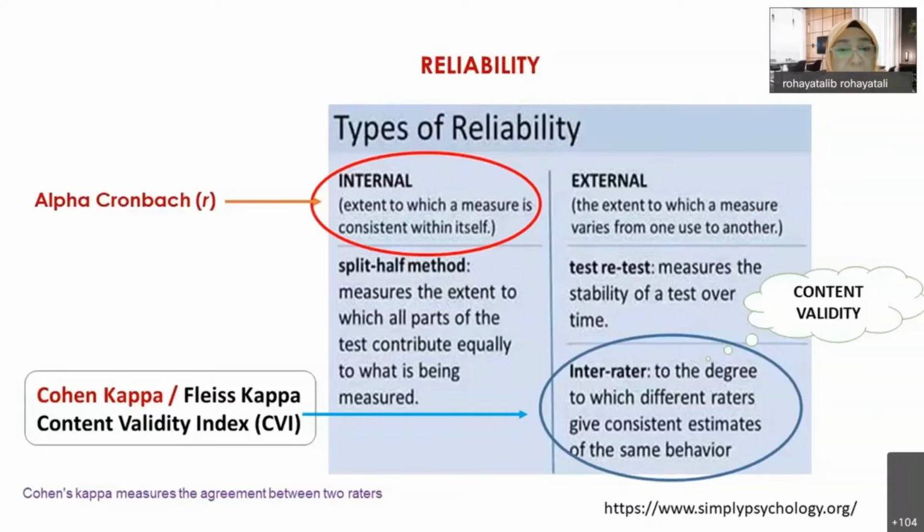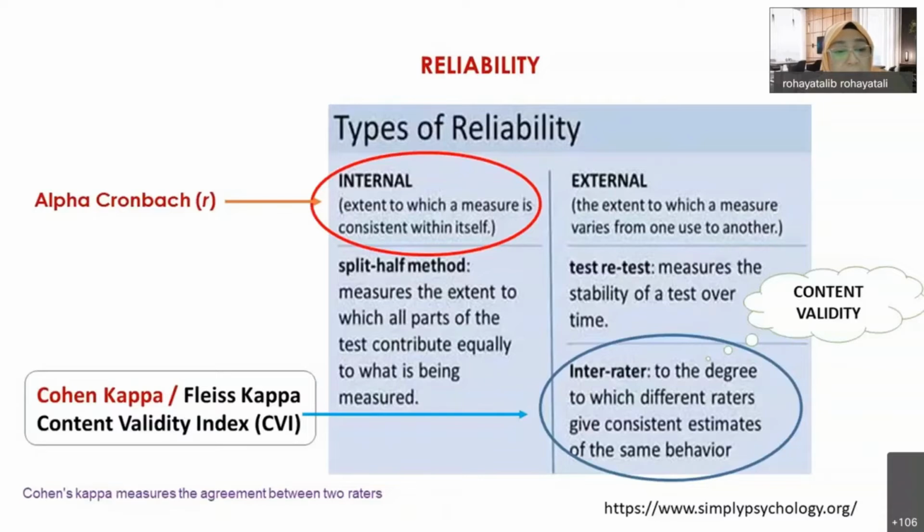Then we also have external reliability, which we call test-retest. This is over time. You give the test at one point and again at another point, that is called test-retest, to make sure the scores are really consistent from point 1 to point 2. The other one is inter-rater, the degree to which different raters give consistent estimates of the same behavior.